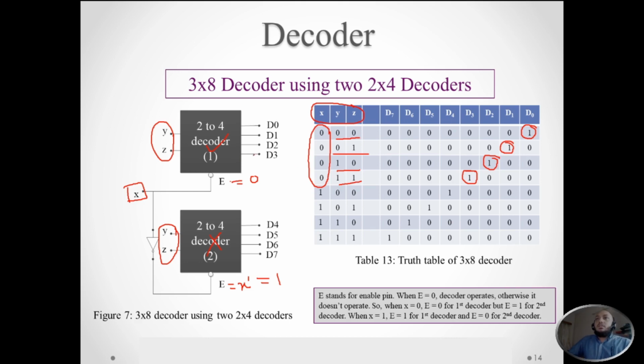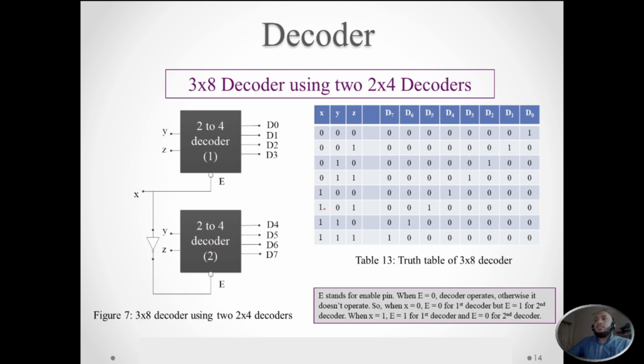Now when X is 1, okay, let's make it clear. So now when X is 1, which is in these 4 cases, this enable pin becomes 1 and this enable pin becomes X prime equals to 0. So now this decoder will operate and this won't operate. That means we won't get anything here, but we will get outputs here according to the combination selected.